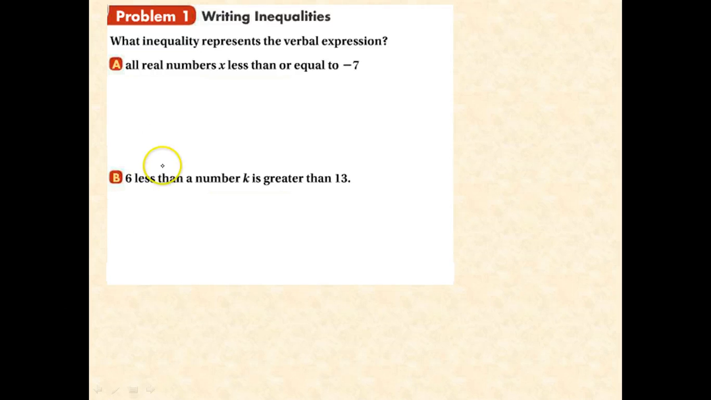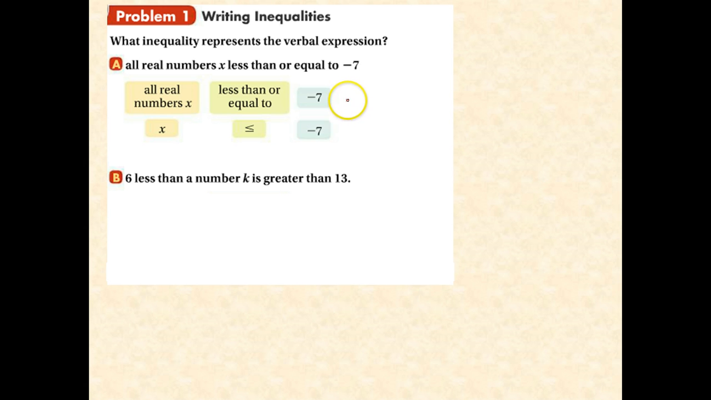So, what inequality represents the verbal expression all real numbers x less than or equal to -7? Well, just all real numbers x less than or equal to, like that, -7. So, the inequality x ≤ -7 represents the verbal expression all real numbers x less than or equal to -7. How about this one?